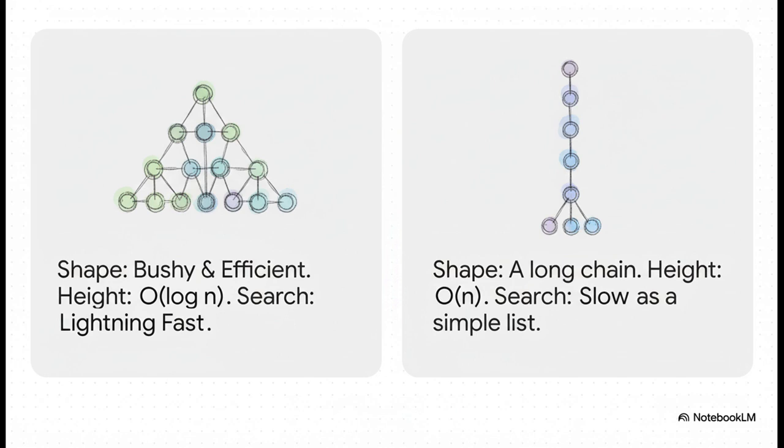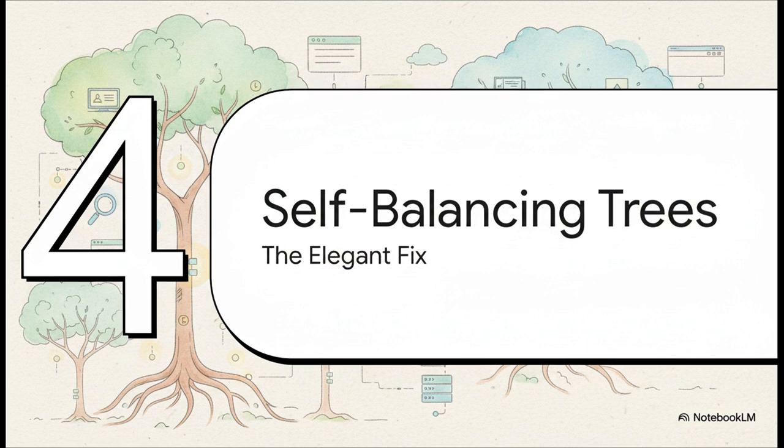We call it a degenerate tree. Our search superpower is totally gone. It's now no faster than just checking every single item in a list one by one. So how do we fix this? How do we stop our beautiful, efficient tree from turning into this Tower of Doom?